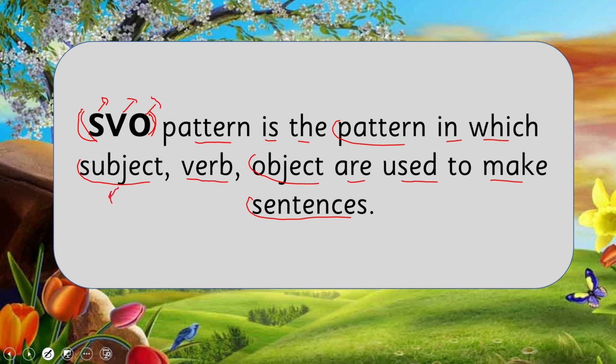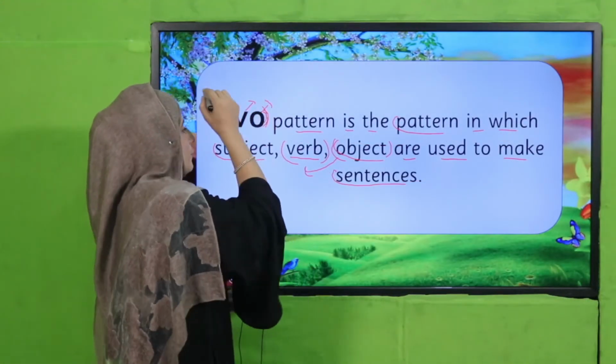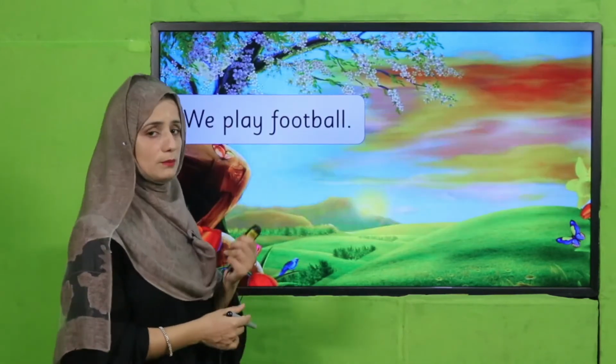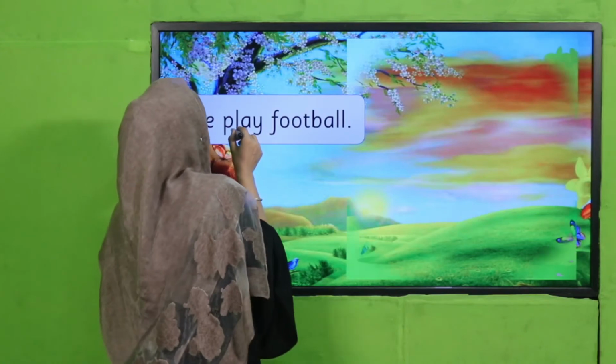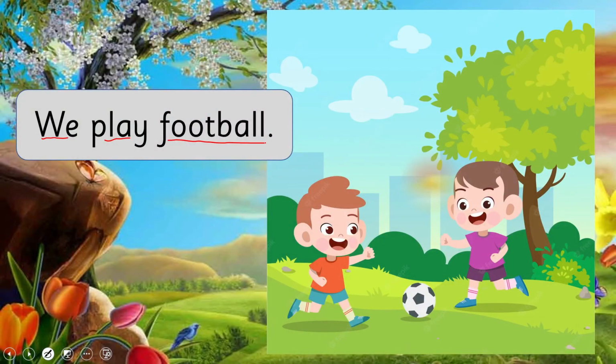So we know what a subject is. Subject always performs the action. And what is a verb? Verb is the action of the subject. And what is an object? Object always receives the action of the subject. These three are the structure of a simple sentence. Let's see an example, my dear students. We play football. So what is "we"? Subject. "Play" is the verb, an action word, and "football" is the object receiving the action of the subject.